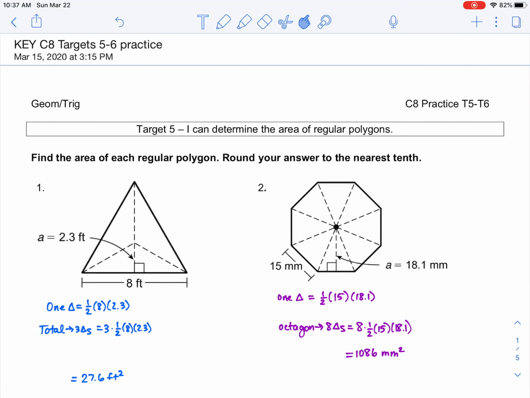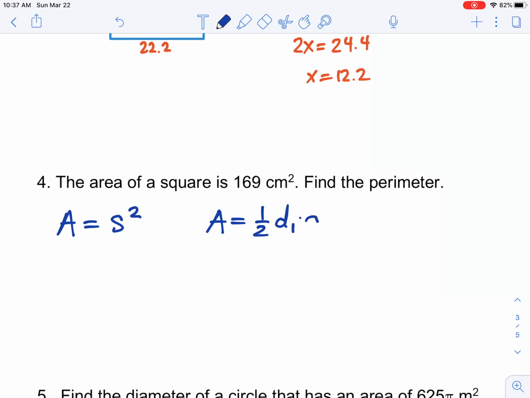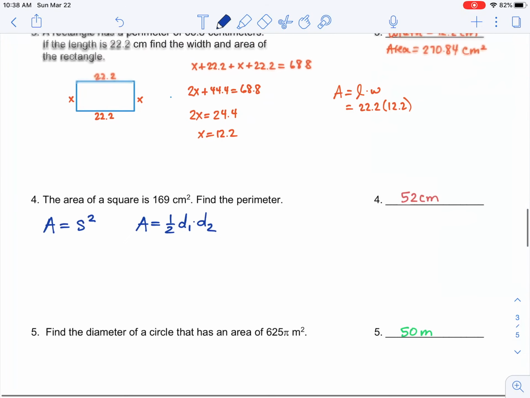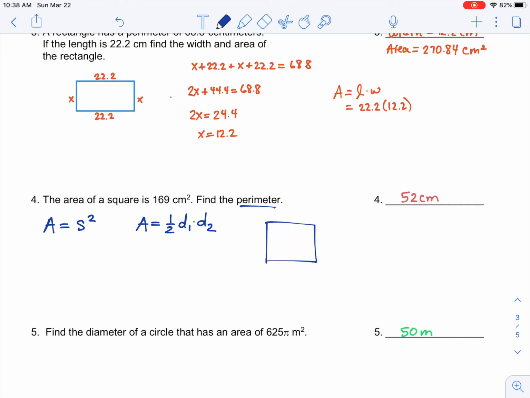So this one says the area of a square is 169 centimeters squared. Find the perimeter. So the first thing I do is I look for the area formula for a square, and I've got 2 to choose from. If I'm looking for the perimeter of my square, what I'm really going to be doing is adding up all those sides. So let's see if I can get this to make more of a square. Okay, so if I'm going to add up all the sides, I think I would use this formula, area equals side squared, would be better.